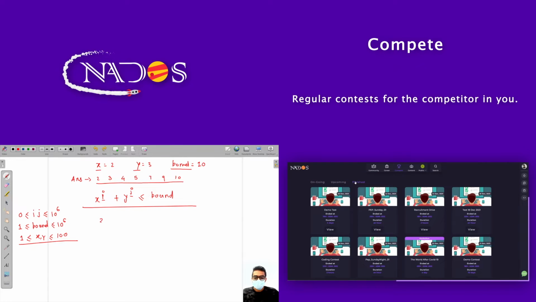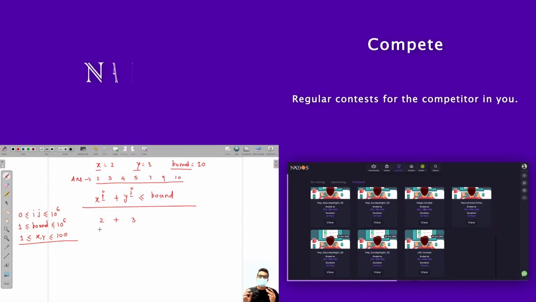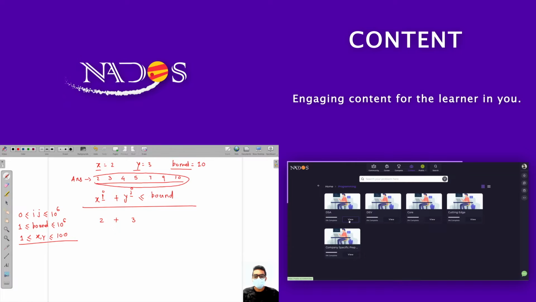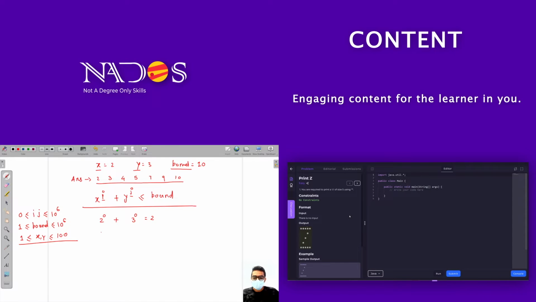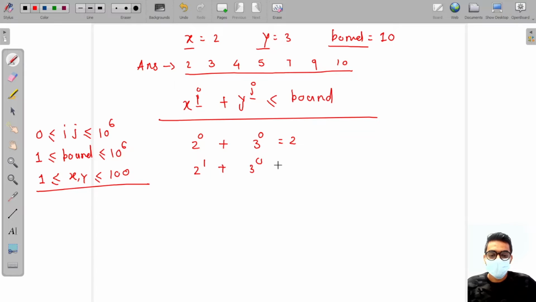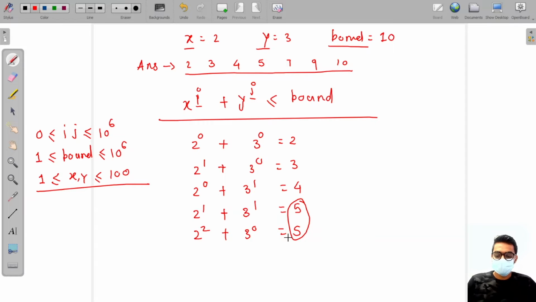So our x is 2 and y is 3. Let's make some combinations of i and j. Let's take i as 0 and j also 0. So 2 raised to 0, that is 1, plus 3 raised to 0, that is 1. So 1 plus 1, that is 2. Now 2 raised to 1 plus 3 raised to 0. Now 2 raised to 1 is 2, plus 1, that is 3. 2 raised to 0 plus 3 raised to 1, 1 plus 3, that is 4. 2 raised to 1 plus 3 raised to 1, 2 plus 3, that is 5. 2 raised to 2 plus 3 raised to 0, so it is 4 plus 1, that is 5. So the values are the same at this point, but our answer should not contain the same values twice.